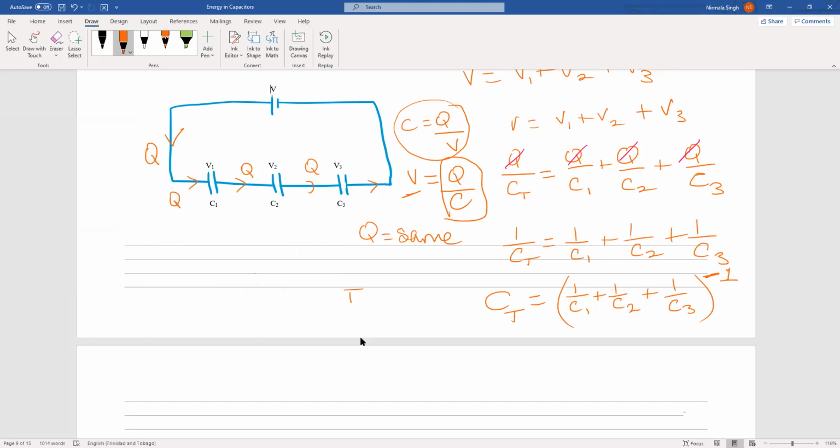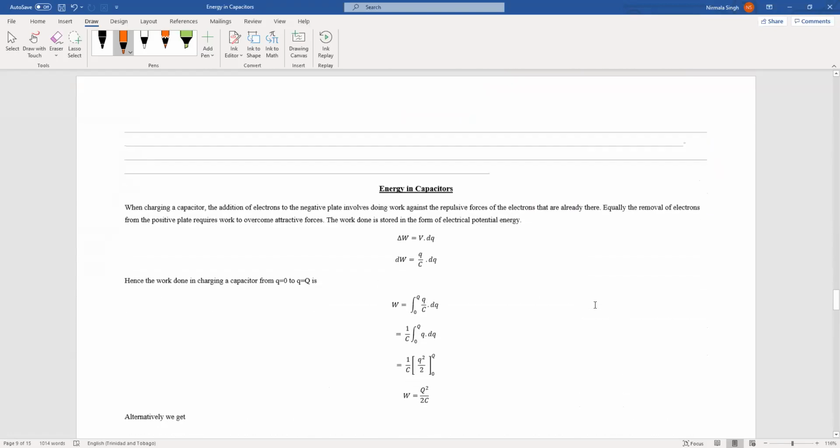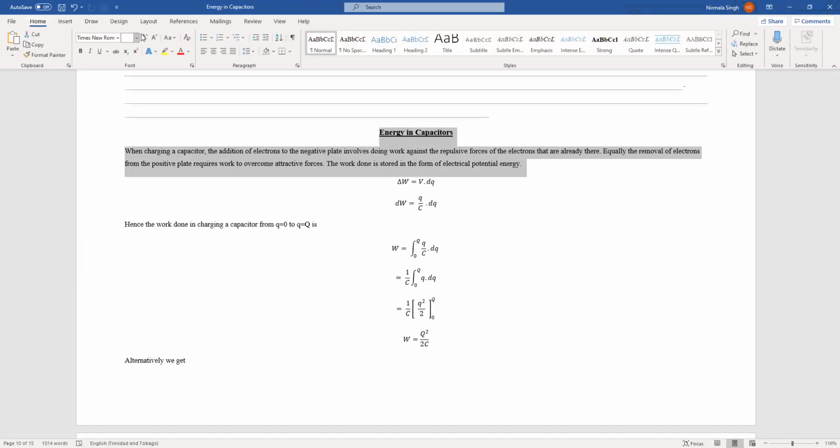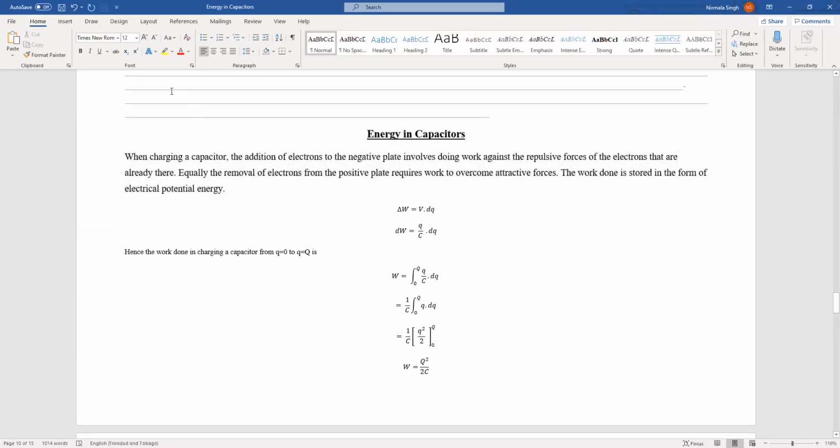All right, let's see if we can wrap this up. We can actually wrap up nearly the whole handout today. Let's just read this out. When charging a capacitor, the addition of electrons to the negative plate involves doing work against the repulsive forces of the electrons that are already there.